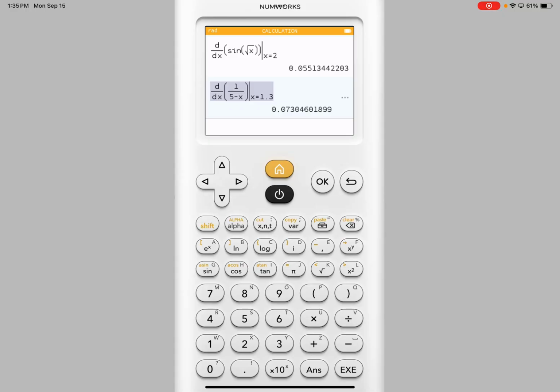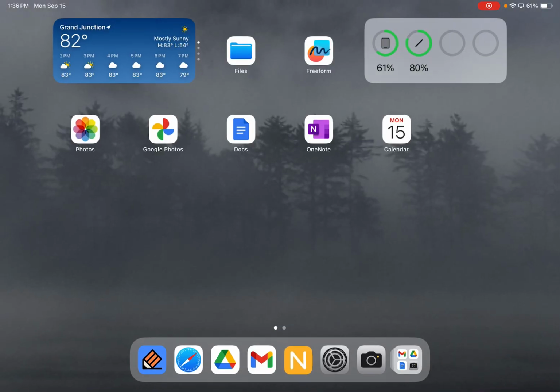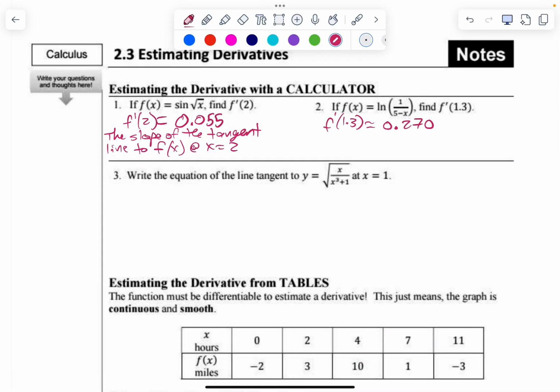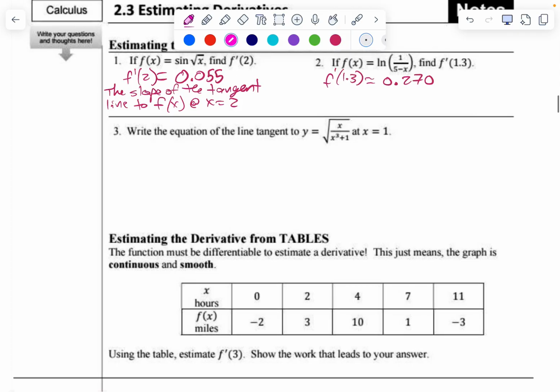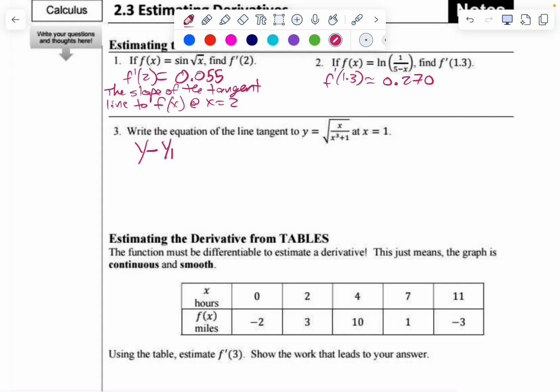All right, next one. Write the equation, let's go back there, of the line tangent to y equals this whole thing. Okay, first of all, what should we start with? Are you good? Okay. Chloe, what should we start with? Yeah. Estimating derivative. Even before that. Even before that. Let's write down what we're plugging into, right? That way we don't forget.